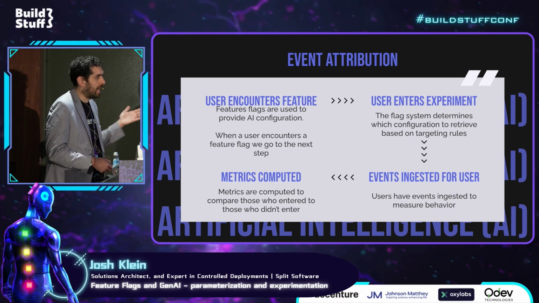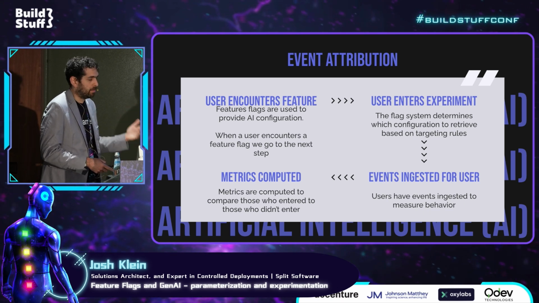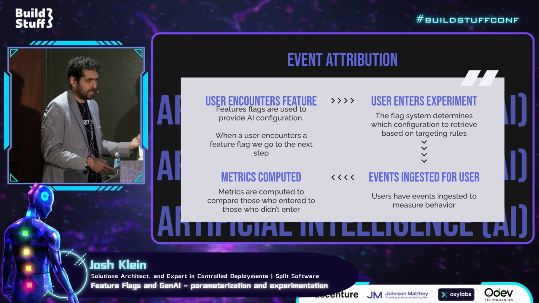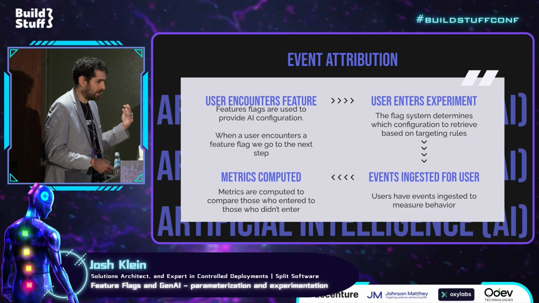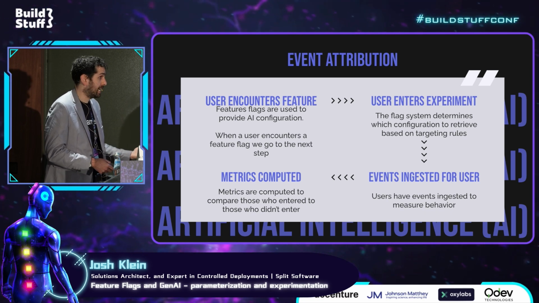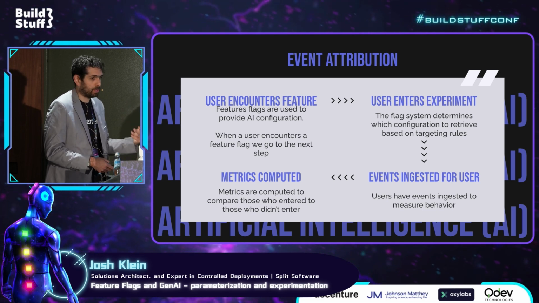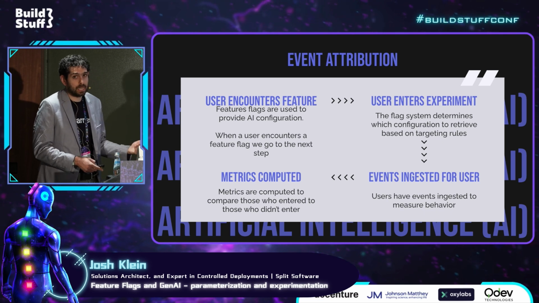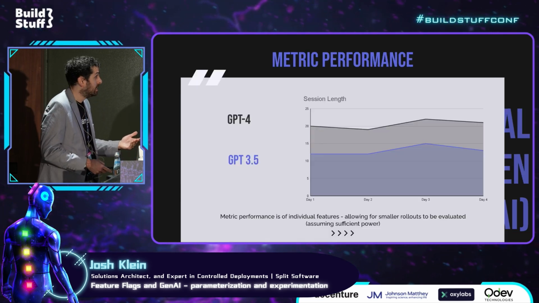And so that's kind of how you need to think about attributing events to users who have seen certain features, and experimentation in a world with feature flags and multiple features being deployed at the same time, or multiple experiments at the same time. It's not a trivial problem.